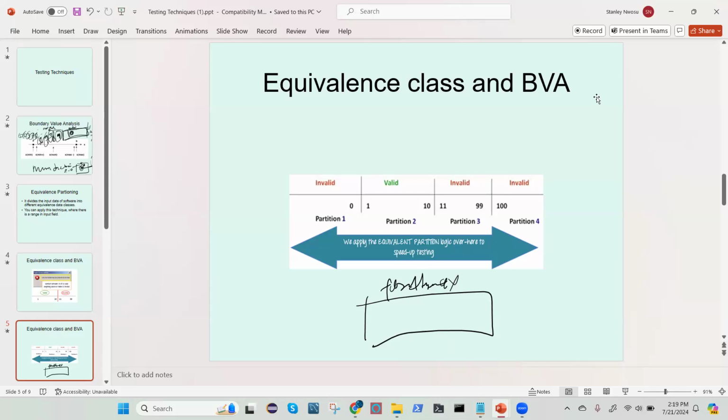Two different ways of testing. You have equivalent class partitioning, and we have the BVA, boundary value analysis. If my test cases perform well at each boundary, I don't need to test again and again, reaching different inputs. Then you can say my test cases have passed. All my test cases are working fine.